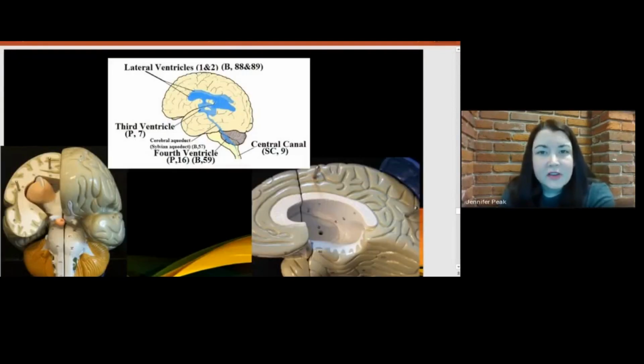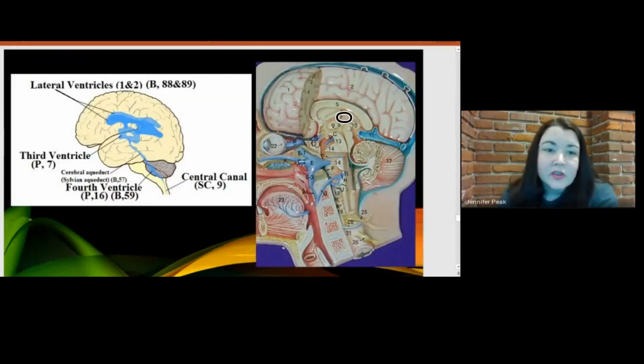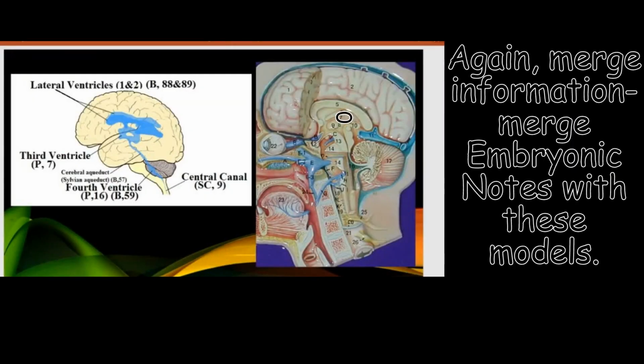Your first and second ventricle are your lateral ventricles. These are identified on your brain model. You will see them at number 88 and 89. Your third ventricle is in the thalamic region. Remember, this is from the diencephalon. Refer back to that embryonic development video or your notes. This is going to surround the massa intermedia. It can be seen on the purple model at number 7.